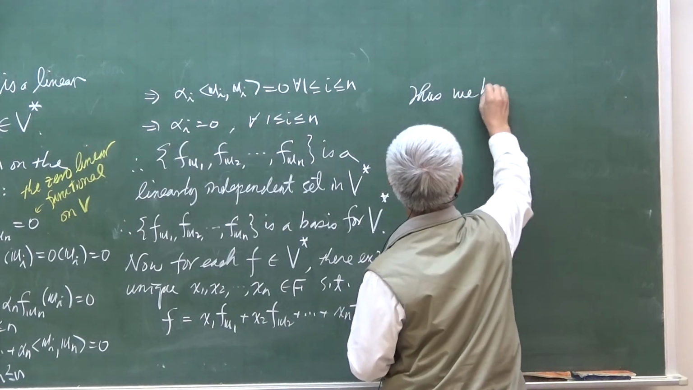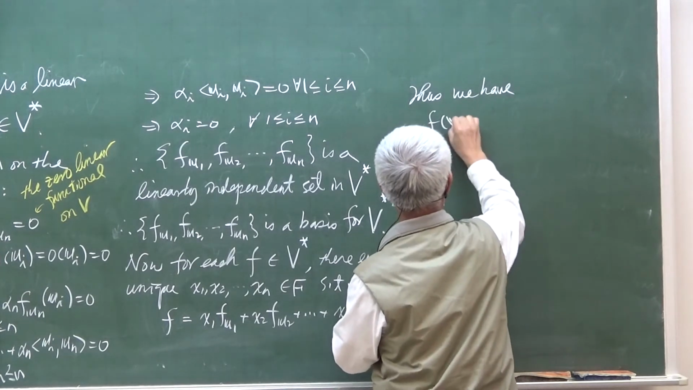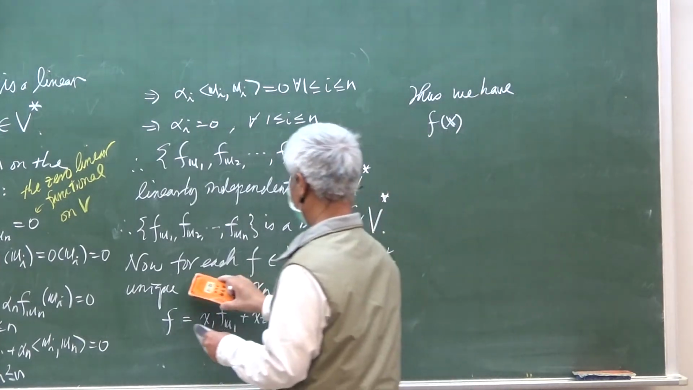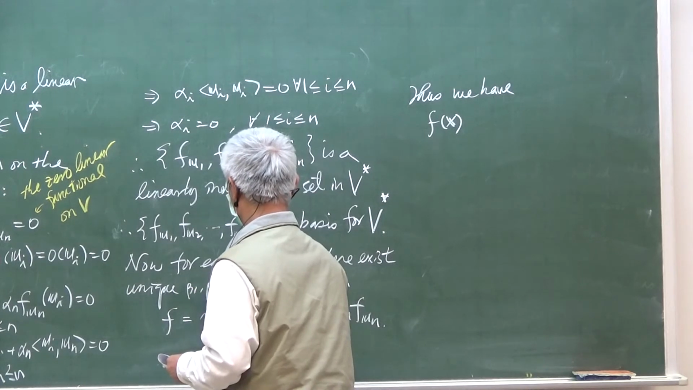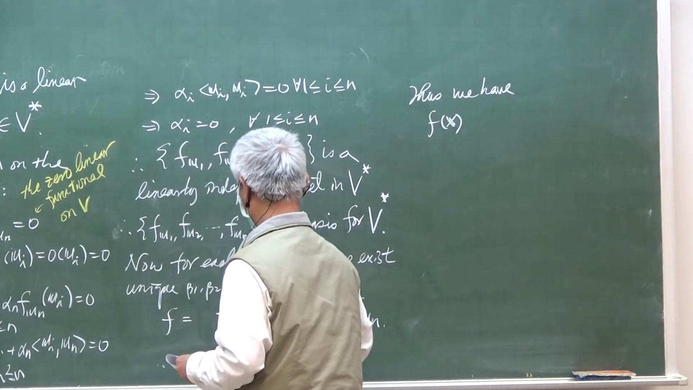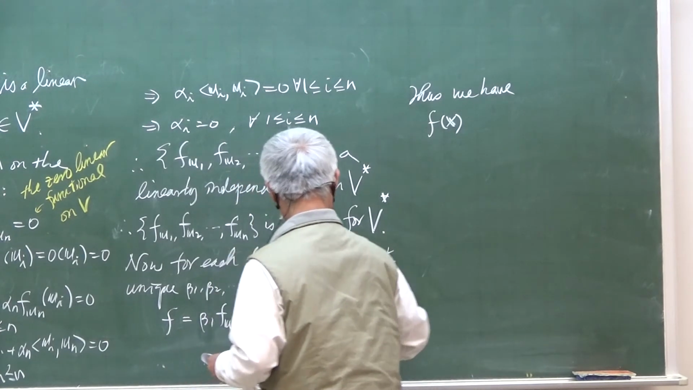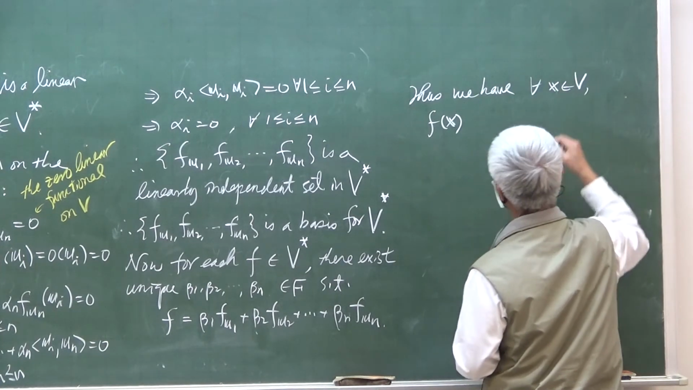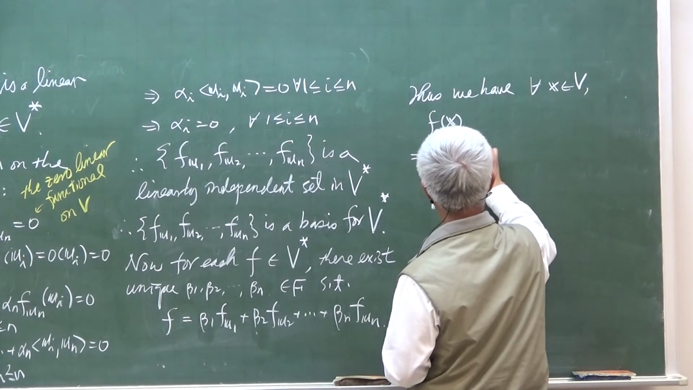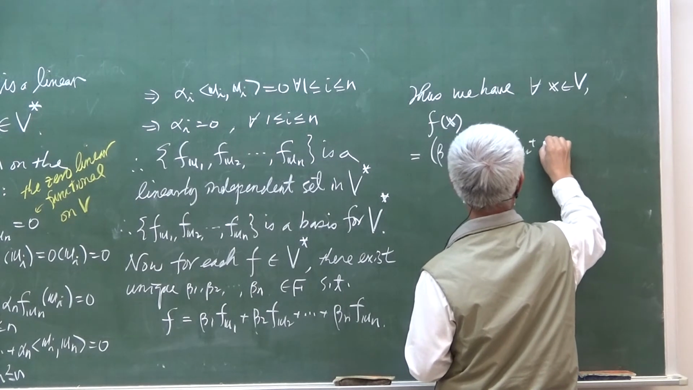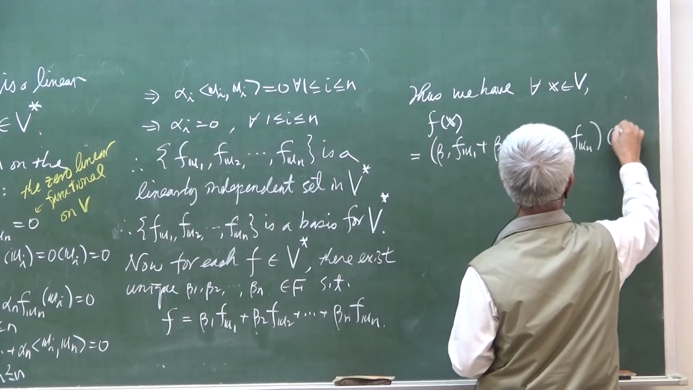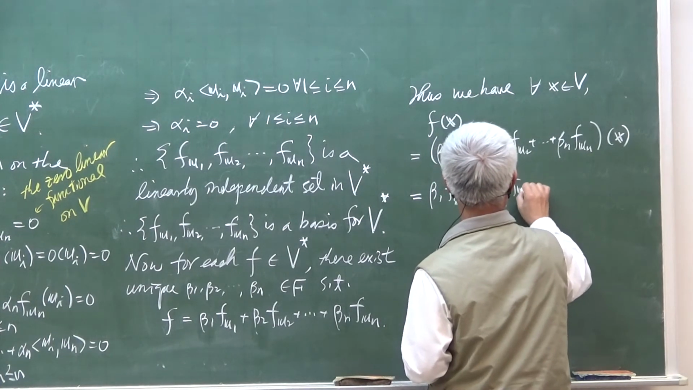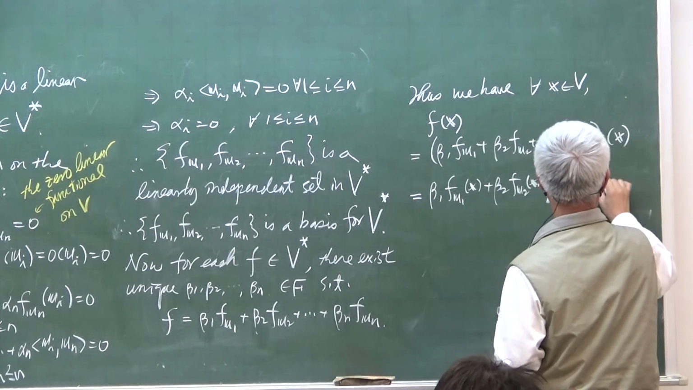So that we have f of x. Because I will use the scalars, I choose beta 1, beta 2, up to beta n. I'm sorry, I use beta instead of x. Thus, we have for all x in V, this is equal to beta 1 f_u1 plus beta 2 f_u2 plus beta n f_un on x. So this is beta 1 f_u1 x plus beta 2 f_u2 x plus ... plus beta n f_un x.